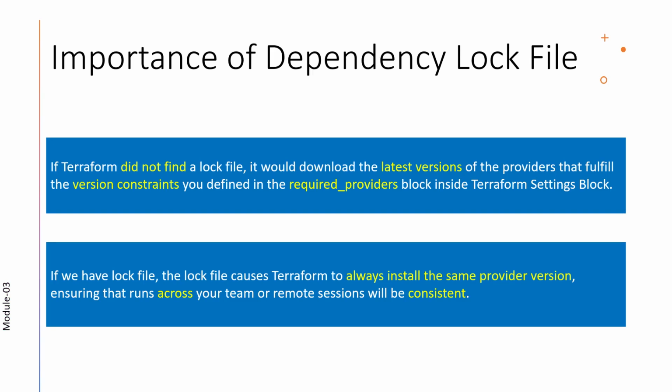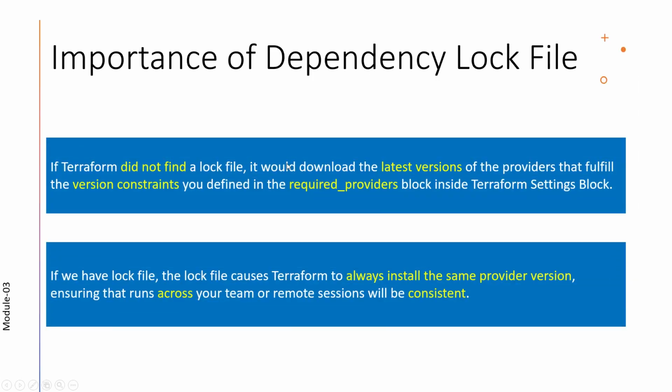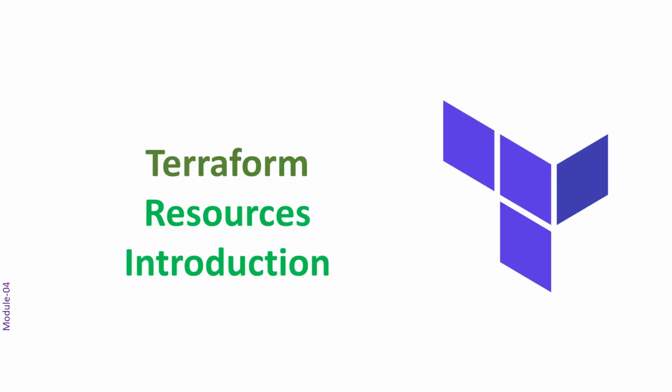Now, the importance of the dependency lock file. If Terraform did not find a lock file, it would download the latest version of the providers that fulfill the version constraints you define in the required providers block inside your Terraform settings block. And if we have a lock file, the lock file causes Terraform to always install the same provider version, ensuring that runs across your team and remote sessions will be consistent. Anyway, I will explain that once we do hands-on.